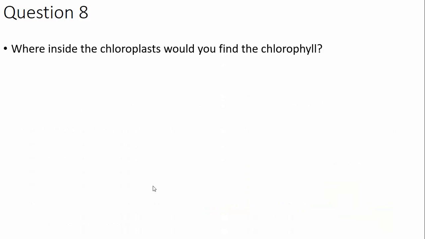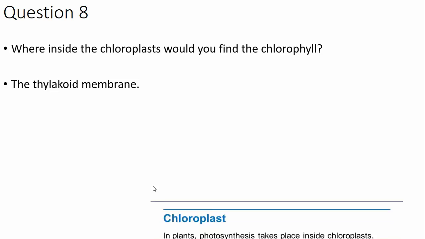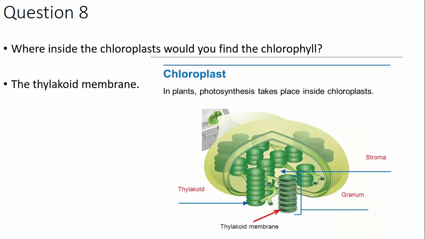All right, number 8. Where inside the chloroplast would you find the chlorophyll? Well, that's inside the thylakoid membrane. So here we have these individual pieces, and you can see the thylakoid membrane here on the outside. That is where you're going to find the chlorophyll. All right, so right here in the thylakoid membrane.